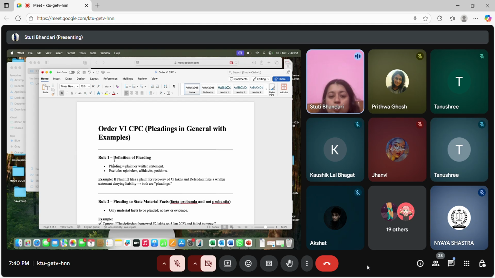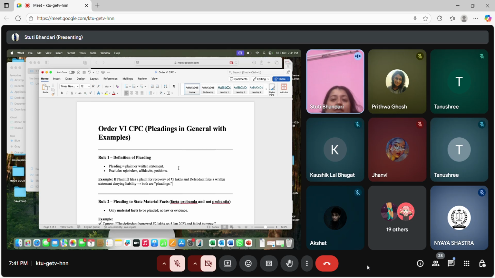Now coming to rule 1, if you talk about definition of pleading, ये हम कर चुके हैं. So इसमें हमारा basic सब आता है, जो सब कहते हैं plaint and written statement. आपके जो affidavits, petitions के extra चीजें इसमें include नहीं होती. Only plaint and written statement, they are included in the pleadings.